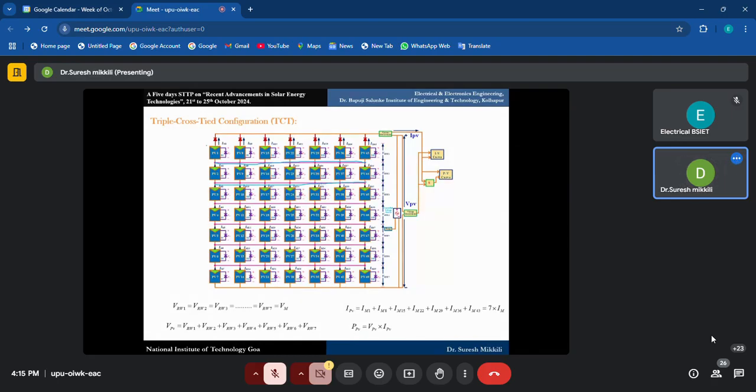Previously, this is one string. This string is connected in parallel with other strings. In a string, all modules are in series connection. So that was series-parallel. To the series-parallel, what have they done?